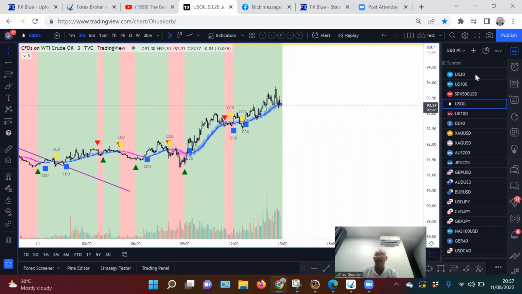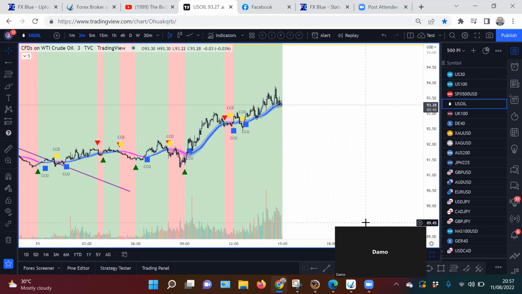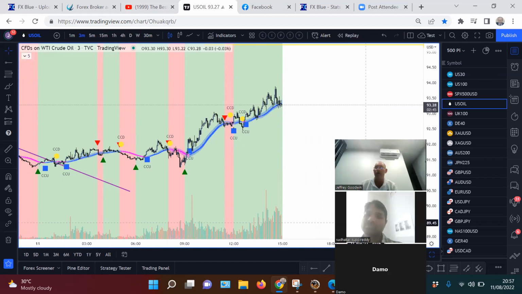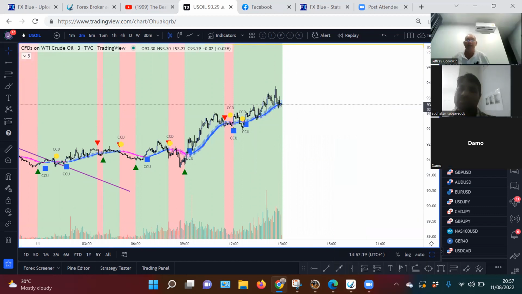Any questions? Sudhkar, this has been recorded. So no, that looks clear. That looks clear, mate.